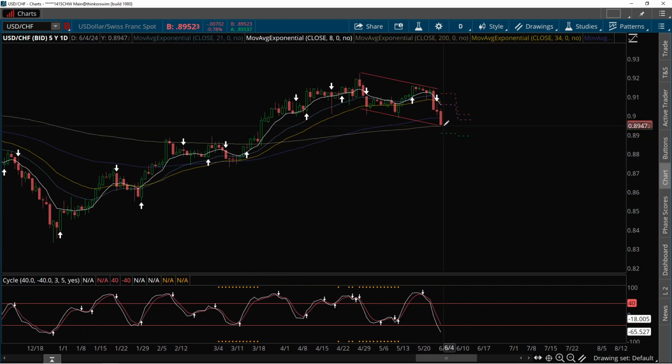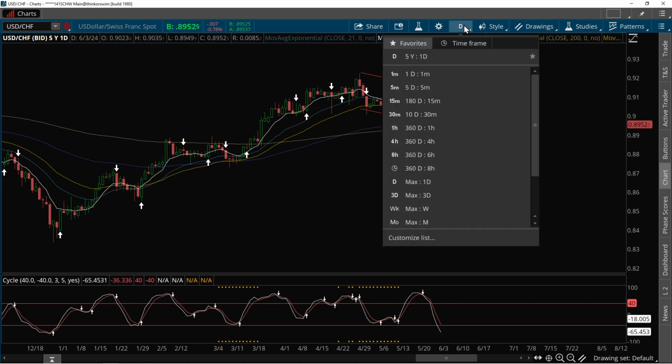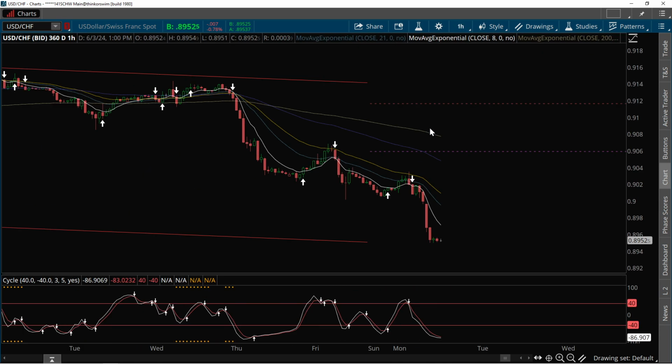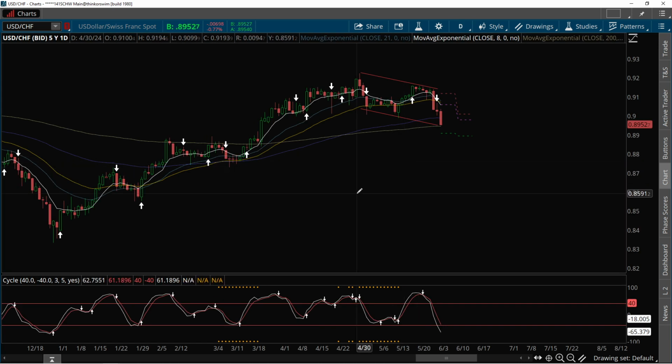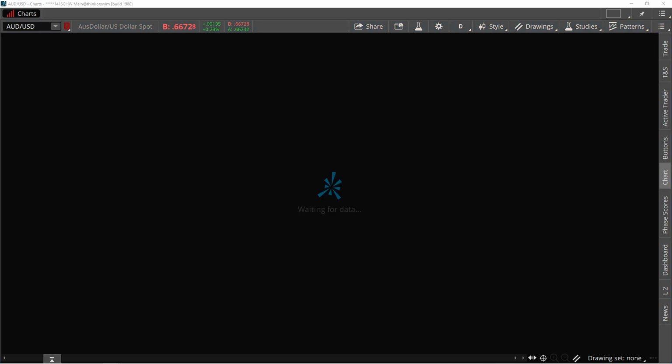You could buy a 200B. We don't have a buy trigger yet. If you wanted to go in a smaller time frame and look for buy setups in the 1 hour or something, you could do that. As far as sell setups go, it's not really a sell setup, right? So not yet anyway. That's what we got on dollar Swiss.